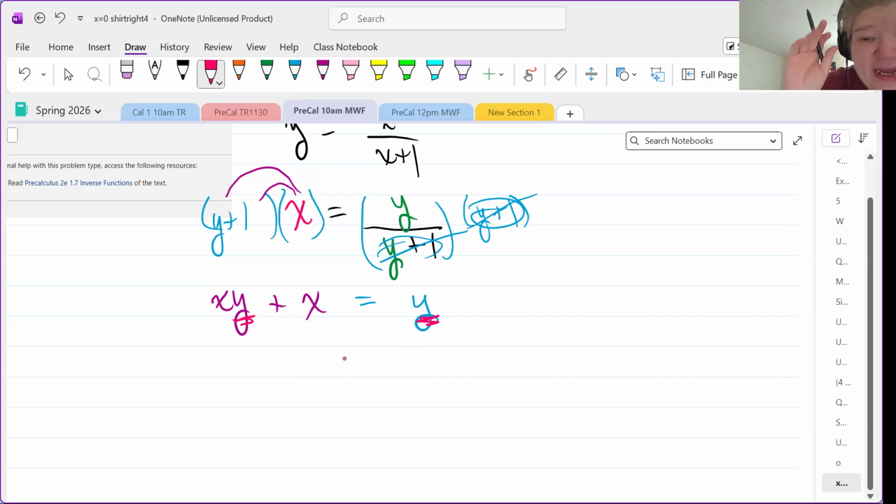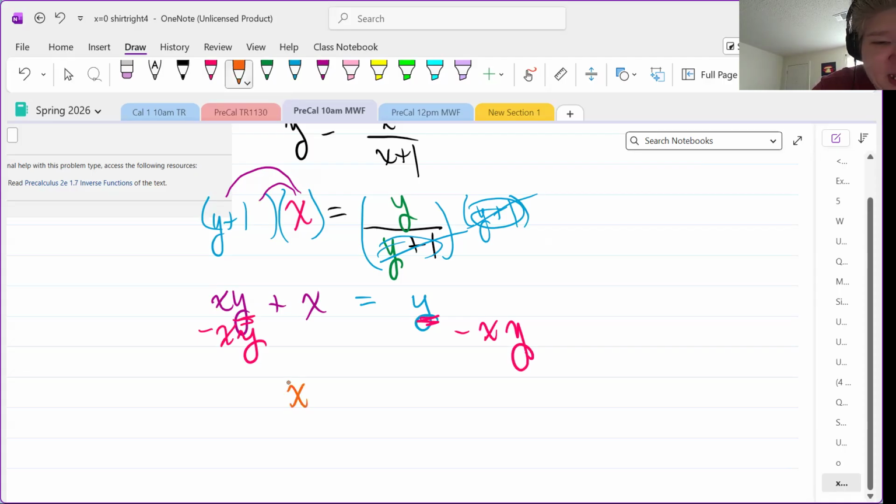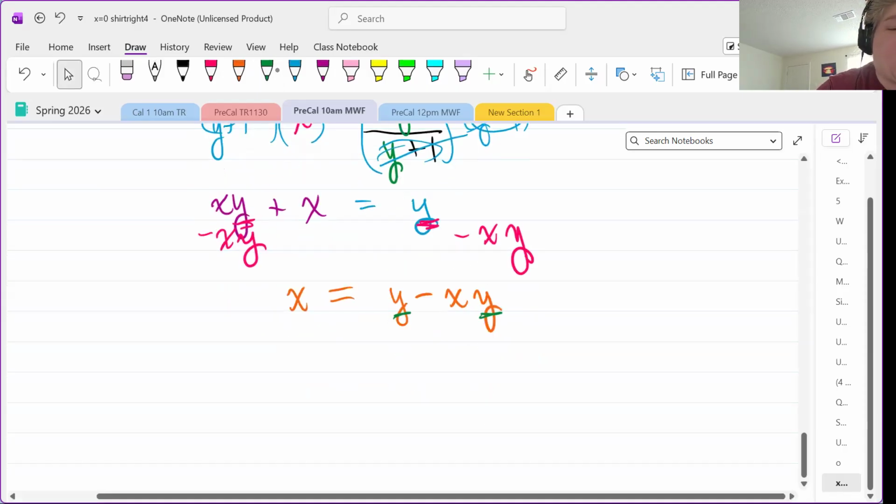So in order to get a singular y by itself, everything that has a y term comes to the same side. So I'm going to minus the xy from both sides. So now I have x by itself equals y minus xy. Now everything here has a y term, so I'm going to factor that common y out.